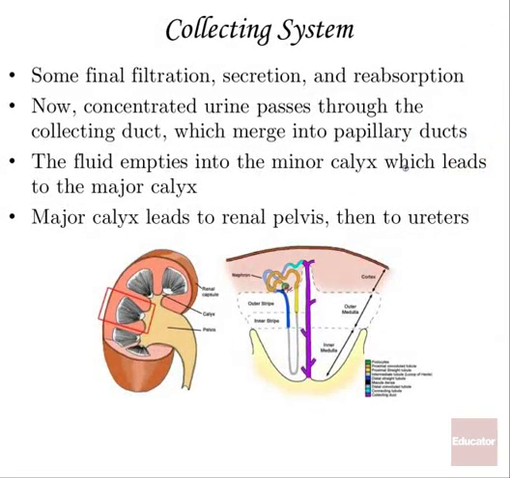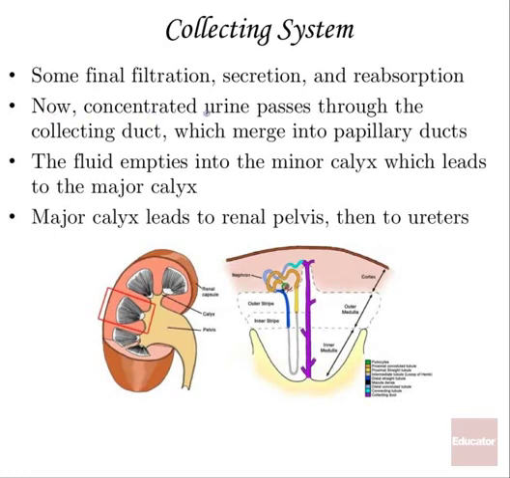Finally, it's the collecting system. So we've already talked about this renal corpuscle, the glomerulus, and the Bowman's capsule. Here's that PCT, the loop of Henle, the DCT, and then you finally get to what's called the collecting system. So there is some final filtration that happens here, secretion and reabsorption. I'm going to talk more about what these terms specifically mean on the next slide.